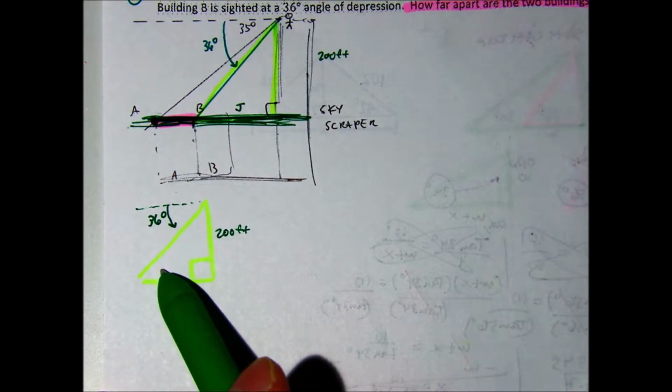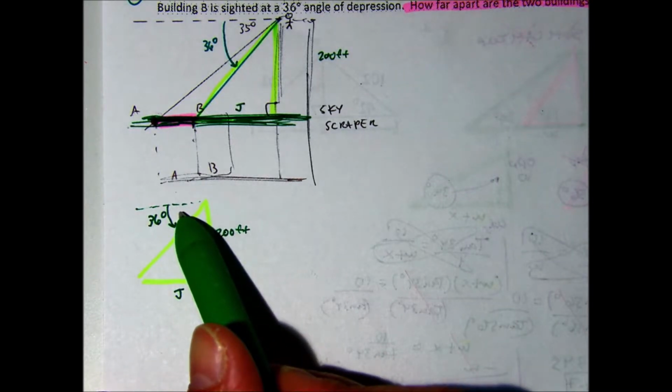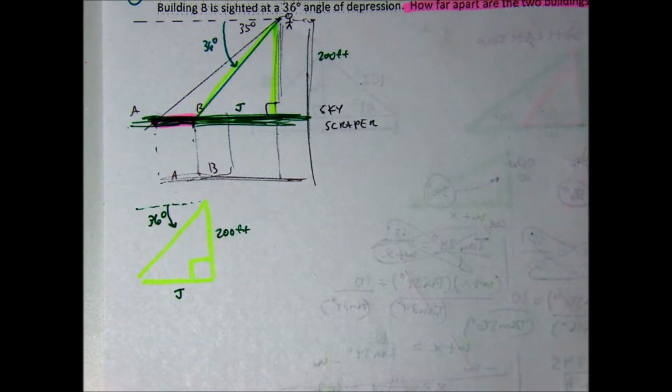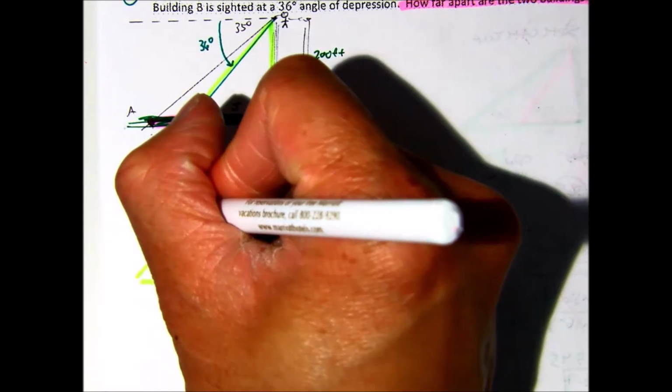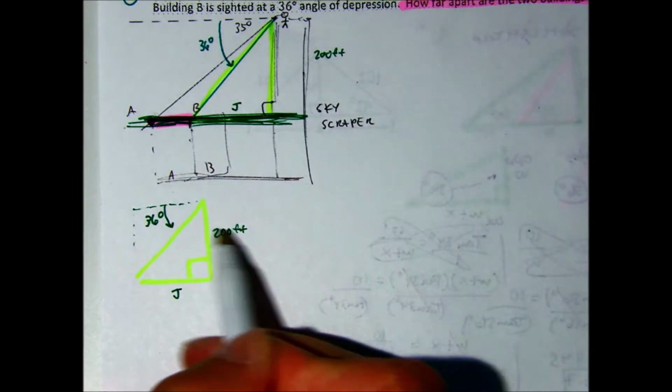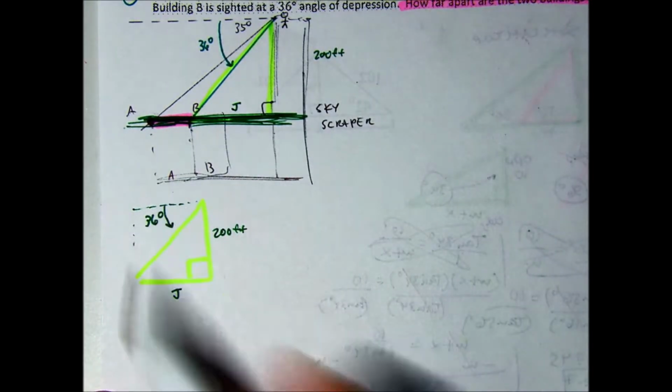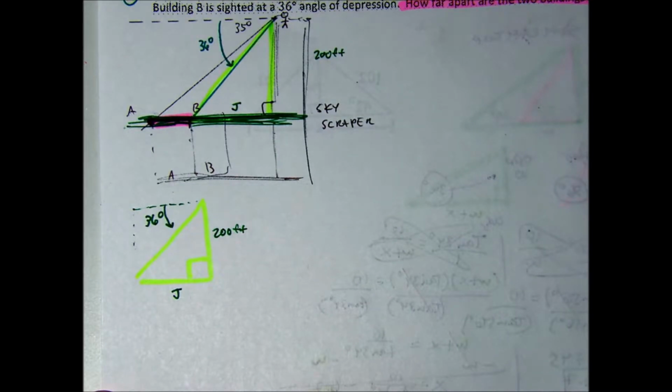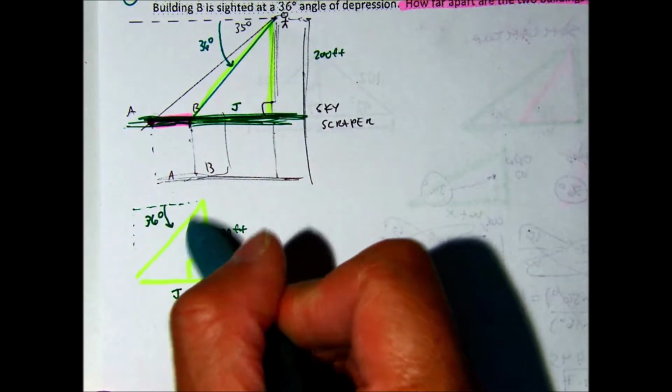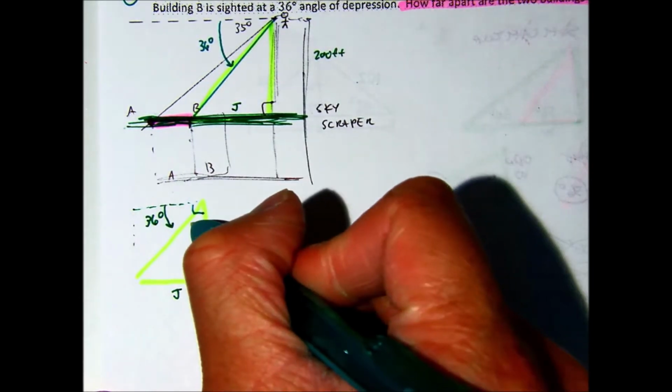Another way you can do the problem is you can draw the triangle this way and just copy all your information over here. 200, and then put that one as J. Raise your hand if you did that. So I'm trying to show you guys multiple ways. I'll use complementary angles. So 36 plus something equals 90. That number is what again? 54 degrees. And then you can just go about solving for J.